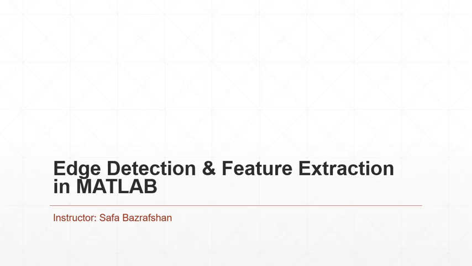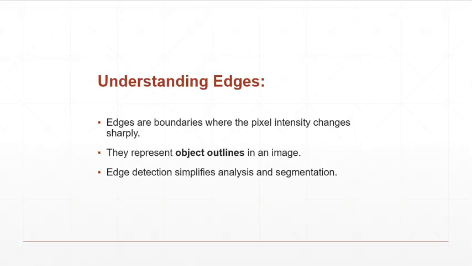In this video, we'll detect object edges and extract important features such as area, perimeter, and centroid using MATLAB. These are fundamental steps for analyzing and classifying objects in an image. Edges show where objects begin and end. In image processing, detecting edges helps simplify the image and highlight meaningful structure.